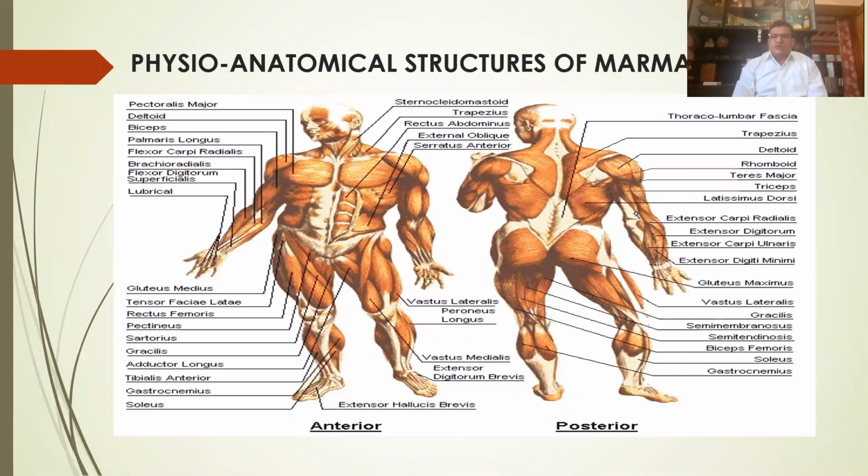And this is the physioanatomical structure of Marma points. These muscles originate as well as insert from their counterparts, and they are just nearby to these Marma points. Some of the muscles you can see in this diagram: the pectoralis major, deltoid, biceps, palmaris longus, flexor carpi radialis, brachialis, flexor digitorum, lumbrical. These are the muscles. You just go through this and you can understand.